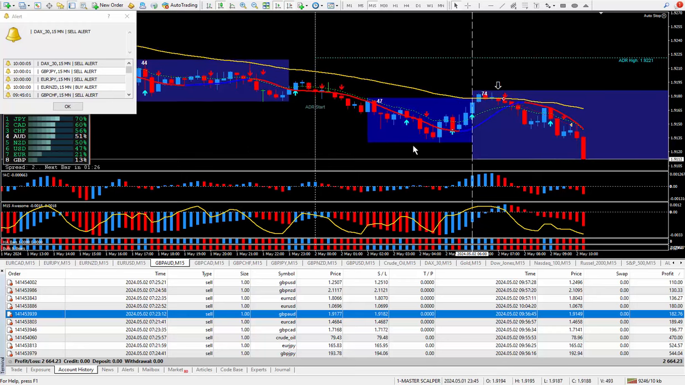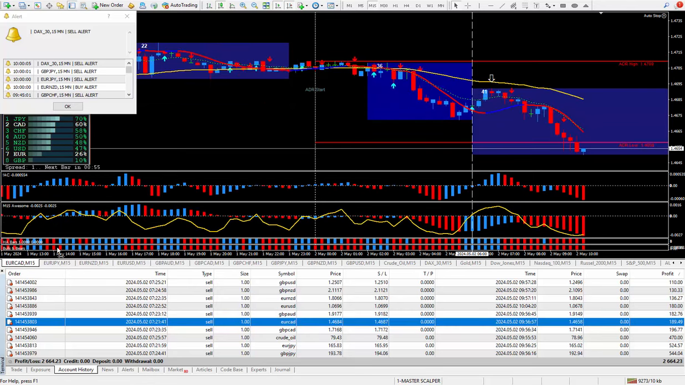Now, just to let you know, many of these indicators have built-in alerts. They're all custom indicators. And of course, you'll get an audio sound along with this pop-up box. Now, I have most of the alerts turned off except for the arrows.